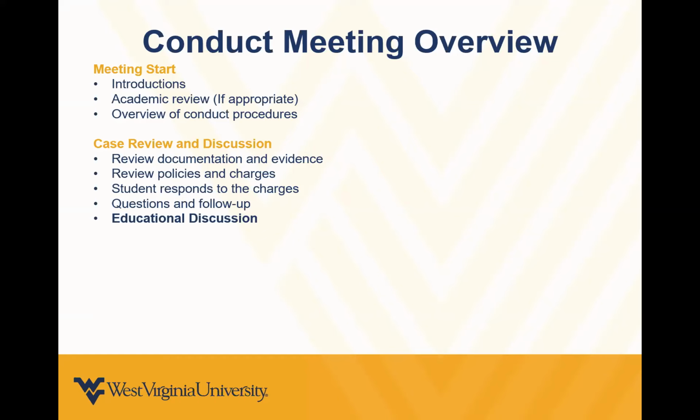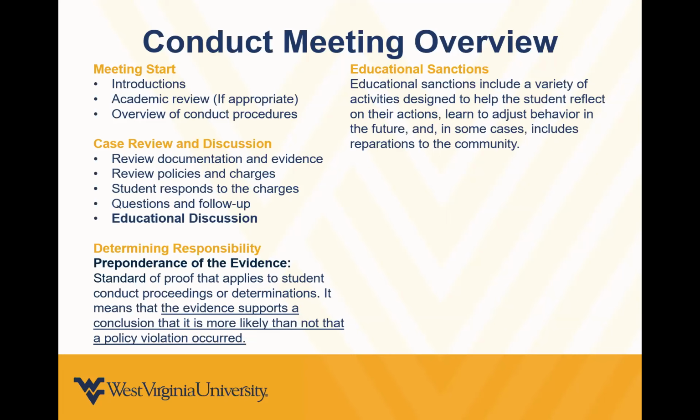After the discussion, the conduct officer will do a final review of all information provided in the case and during the meeting. They will then use this information to make a decision related to responsibility. We make our decisions based on the preponderance of the evidence. This is a standard of proof that applies to student conduct proceedings or other determinations. It means that the evidence supports a conclusion that it is more likely than not that a policy violation occurred.